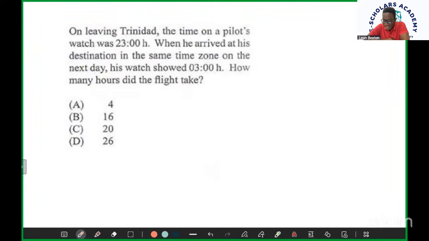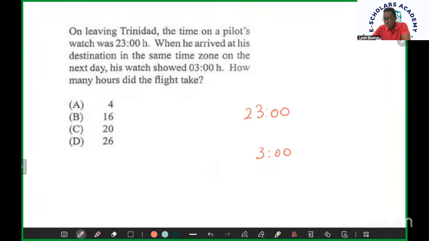So on leaving Trinidad, the time on the pilot's watch was 2300 hours. When he arrived at his destination in the same time zone on the next day, his watch showed 3 hours. How many hours did the flight take? So we know 2300 hours, and then the next day he reached at 3 o'clock.